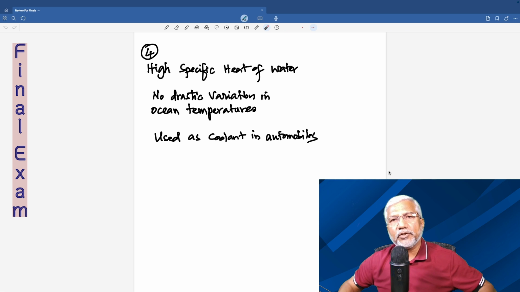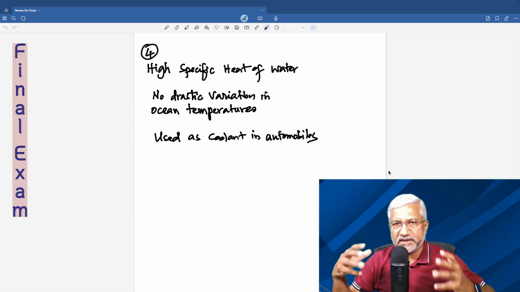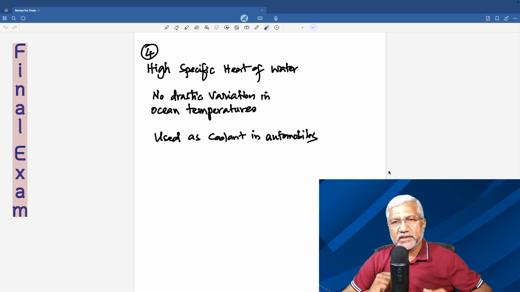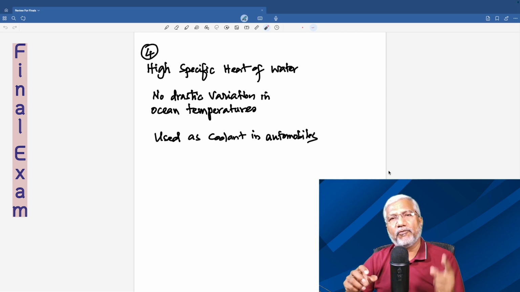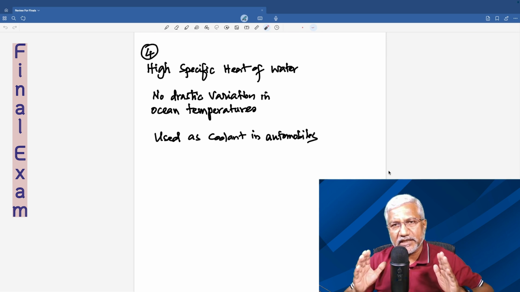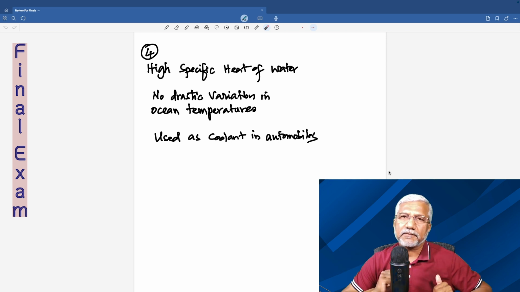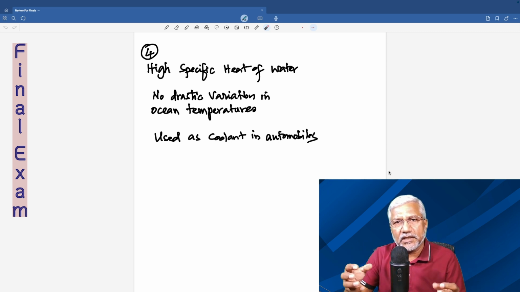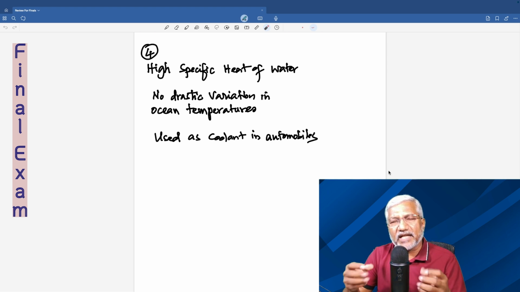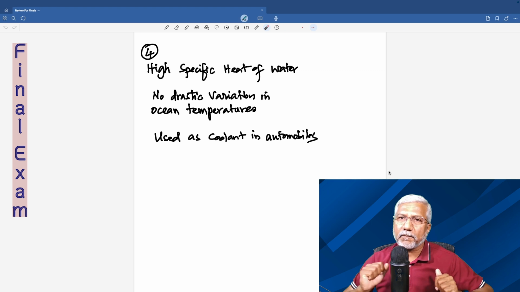Next, you have to know the meaning of specific heat. Specific heat is the heat required to increase the temperature of 1 kilogram of any substance through 1 degree Celsius. So you want to heat 1 kilogram of any substance through 1 degree Celsius. That's the amount of heat that you have to give it.